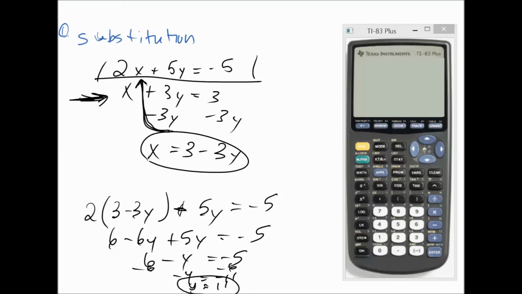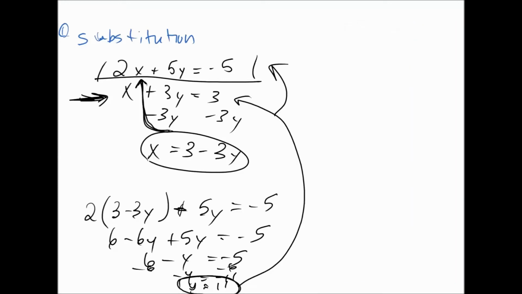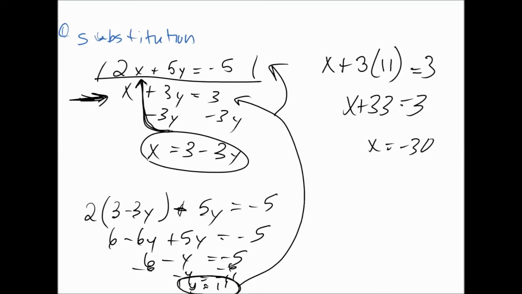So y equals 11. Now what we're going to do is take y equals 11, and we're going to plug it into one of these two equations. It doesn't really matter which one. Let's just plug it into the second one. Why not? So you have x plus 3 times 11 is equal to 3. So x plus 33 is equal to 3. x is equal to negative 30. And so your answer as a coordinate pair is, these two lines will intersect at negative 30, 11.